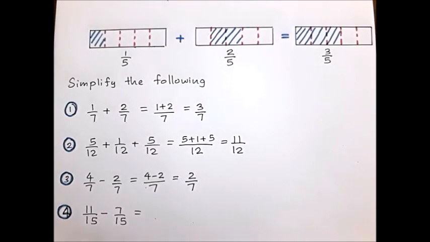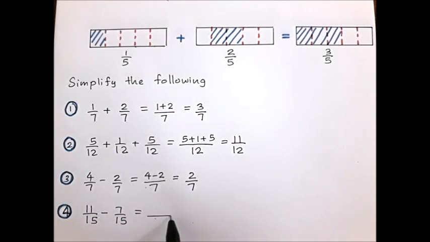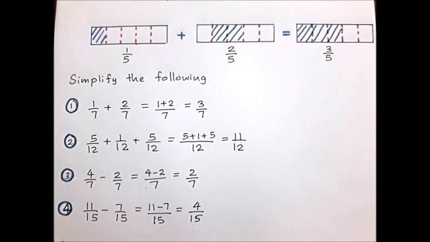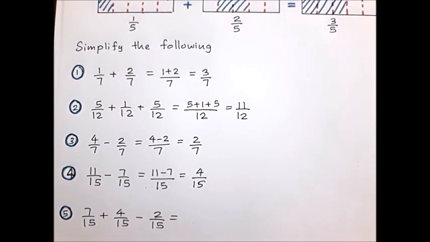Look at fourth example. Again, subtraction of two fractions having same denominator. Denominator is 15. Now subtract numerators. 11 minus 7, it is 4. 4 over 15. Now look at fifth one.